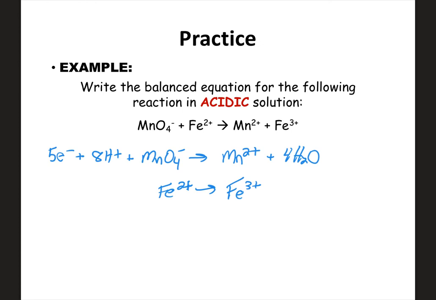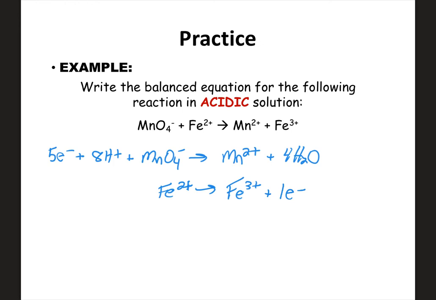When I look at this, I see 2 plus going to 3 plus. So this is going to make sense. It's going to be pretty easy. It's just going to be 1 e minus here on the right side. That makes each side 2 plus. Right? And I do have my electrons on opposite sides, so that's good.